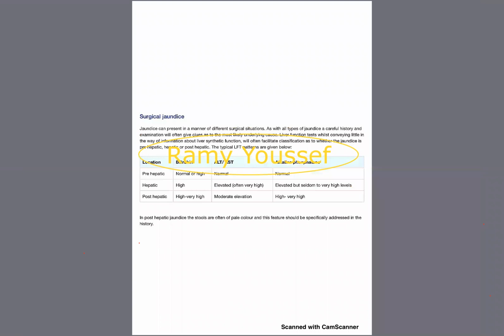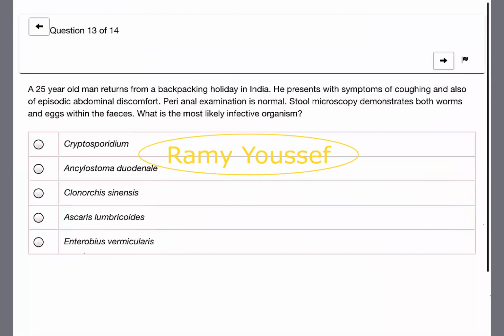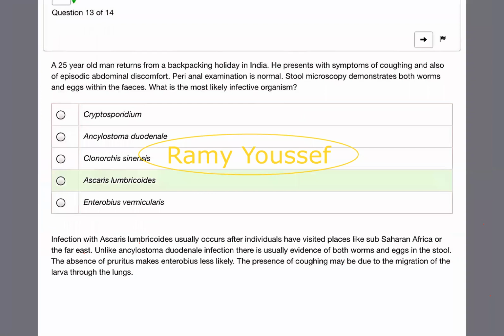Okay, next question. Dr. Ibrahim. A 25-year-old man returns from a backpacking holiday in India. He presents with symptoms of coughing and also of episodic abdominal discomfort. Perianal examination is normal. Stool microscopy demonstrates both worms and eggs within the feces. What is the most likely infective organism? As you explained before, worms plus eggs, then it's Ascaris lumbricoides. Ascaris lumbricoides will be eggs plus worms. Yes. Worms alone, it will be Giardia.